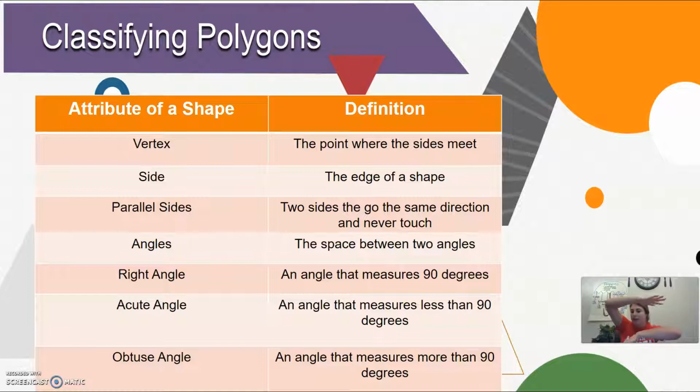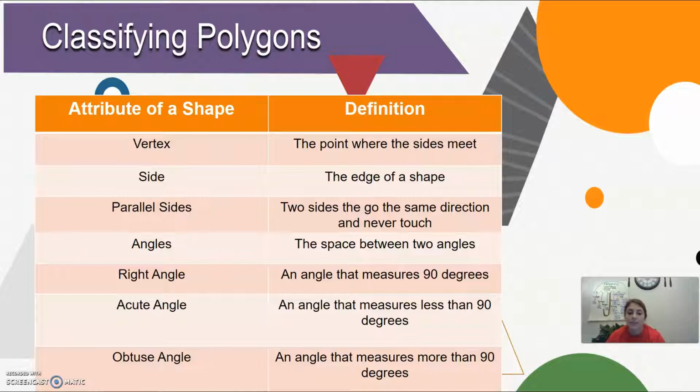Those would be parallel sides. And we talk about those as pairs of parallel sides. Remember, if I have a pair of shoes, I have two. If I have a pair of pants, it has two legs in it. Well, a pair of parallel sides are going to be the two sides that never touch. So I might have one pair of parallel sides or two pairs of parallel sides.